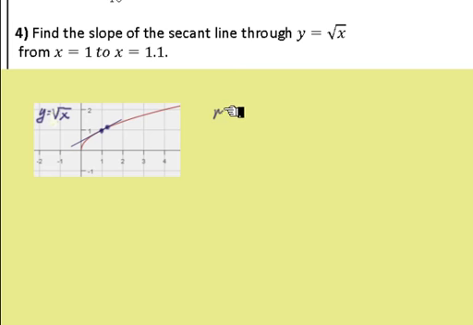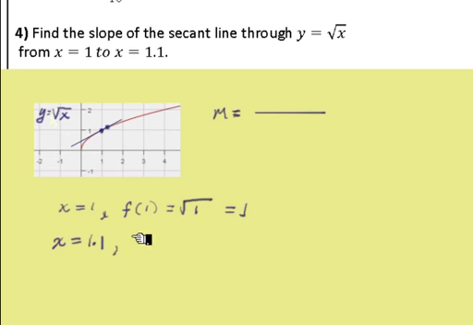Okay, so we're just going to subtract the y values on top and the x values on bottom. Let's first calculate the y values of the 2 points. All right, so when x equal 1, just substitute into square root of x. The y coordinate is square root 1 or 1. And when x is equal to 1.1, all right, let's calculate the y coordinate, f of 1.1. That would be the square root of 1.1.